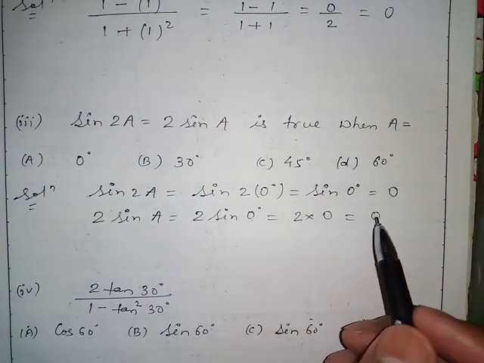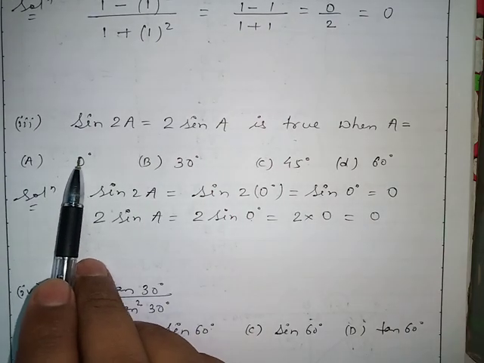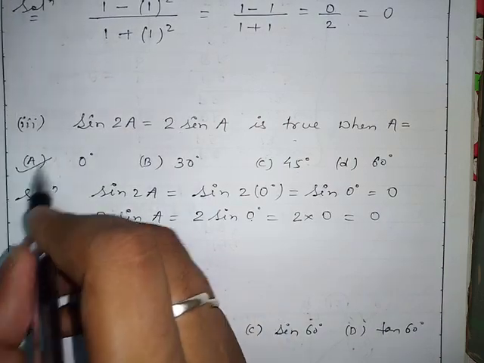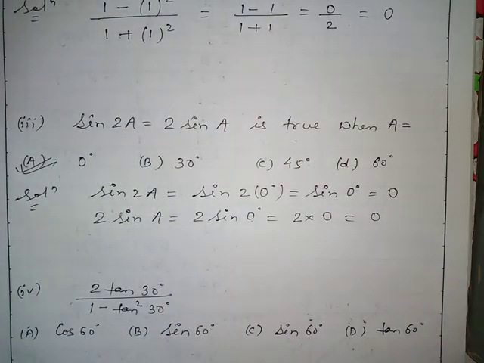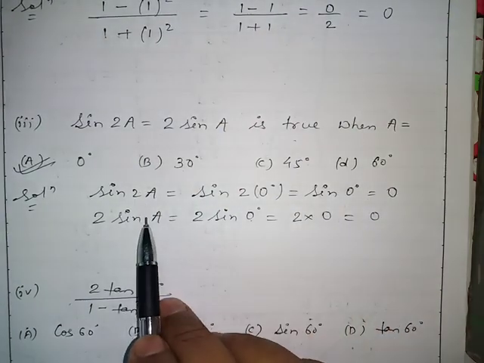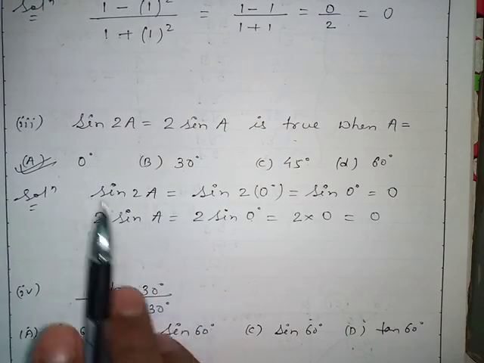So what I see here, for the value of 0 degree, LHS is equal to RHS. So obviously this option is correct. If you check with these other angles, LHS and RHS will not be equal. That's why I choose option number first.